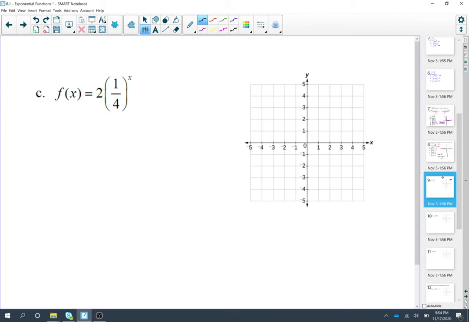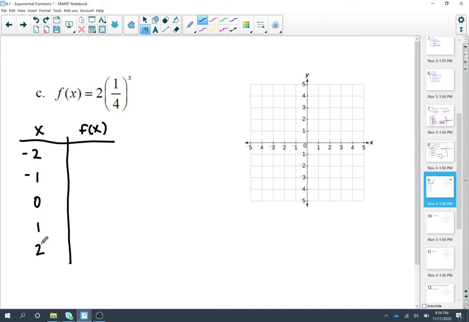Letter C. Okay, so I'm going across the page, not down the page. I'm going to start the same way. X, f of x. I'm still going to do -2, -1, 0, 1, 2. Okay, this time I'm going to take the -2. I'm going to substitute it in. I'll let you figure that out on your own, but when you do that, you get 32.